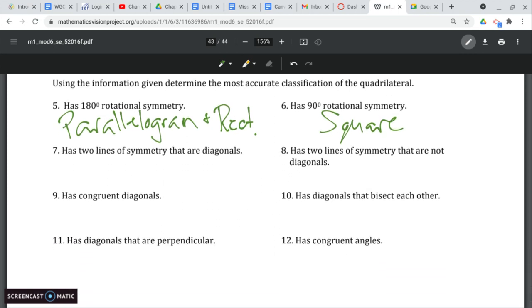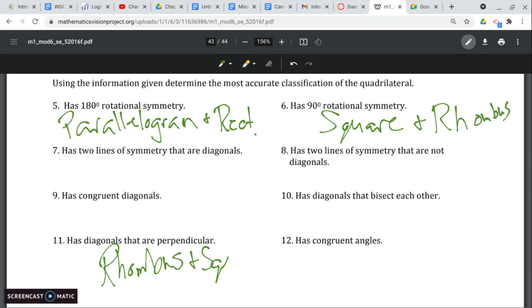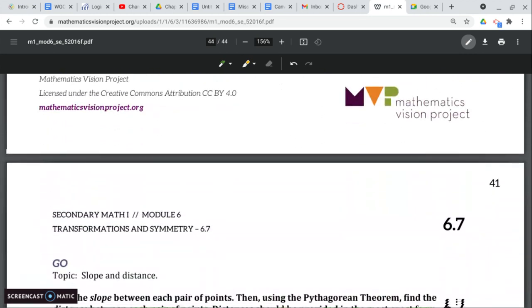All right, number 11 has diagonals that are perpendicular. That would be a rhombus. It would also be a square. So you can include the others in here as well if you want. You don't have to go as specific as long as you list everything that is true for this. So we're just looking at these different properties of quadrilaterals. You're only going to be using parallelogram, square, rhombus, or rectangle for these. No trapezoids will be used in this. Quadrilaterals is your key word for this lesson, quadrilaterals.